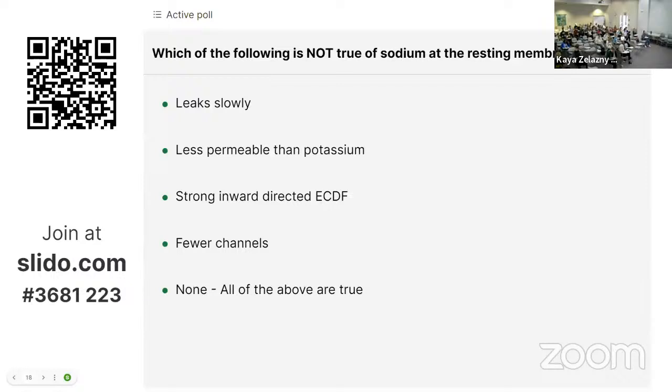I want you to remember, when we're thinking about sodium, which is going to be key to understanding some of these things, which of these are true or untrue? Pick which is untrue of sodium when we have a membrane potential that's at rest, so we're at -70. Check whether each of these things is true. If one's not, pick it. If they're all true, pick the last one.